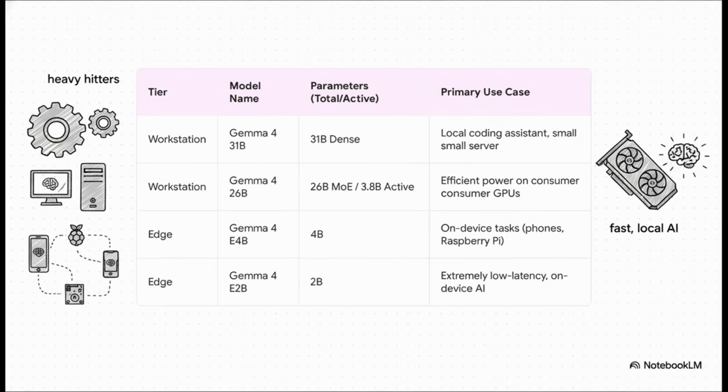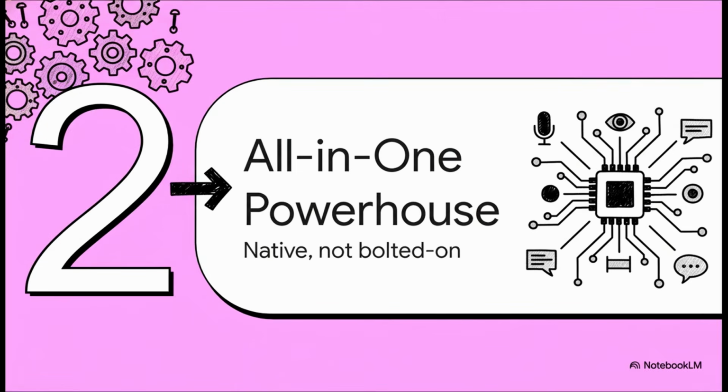The Workstation tier, that's the heavy hitter group. You've got a big 31 billion parameter dense model, perfect for a local coding assistant. And then there's this really interesting 26 billion parameter mixture of experts model. Now that MOE technique is super clever. It means that even though the model is huge, it only uses about 4 billion active parameters at any given time. That makes it efficient enough to run on consumer GPUs. Then you've got the Edge tier. These are the little guys, the E4B and E2B, built to run right on your phone or even a Raspberry Pi.